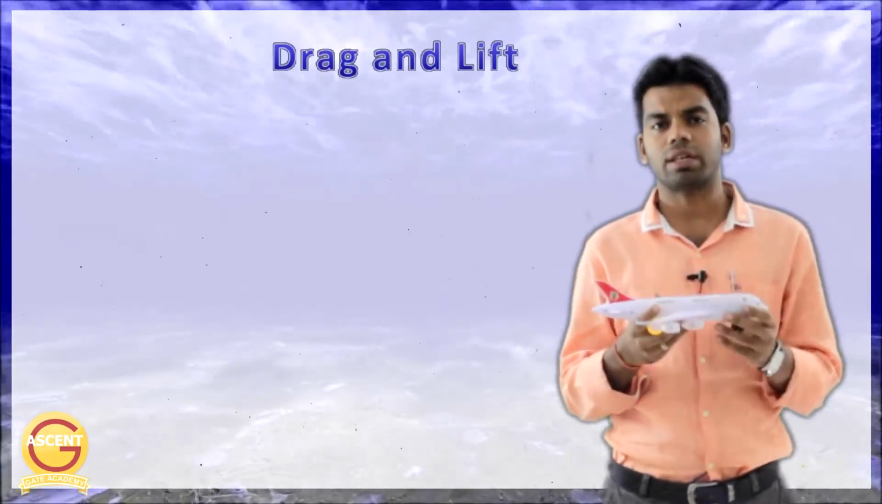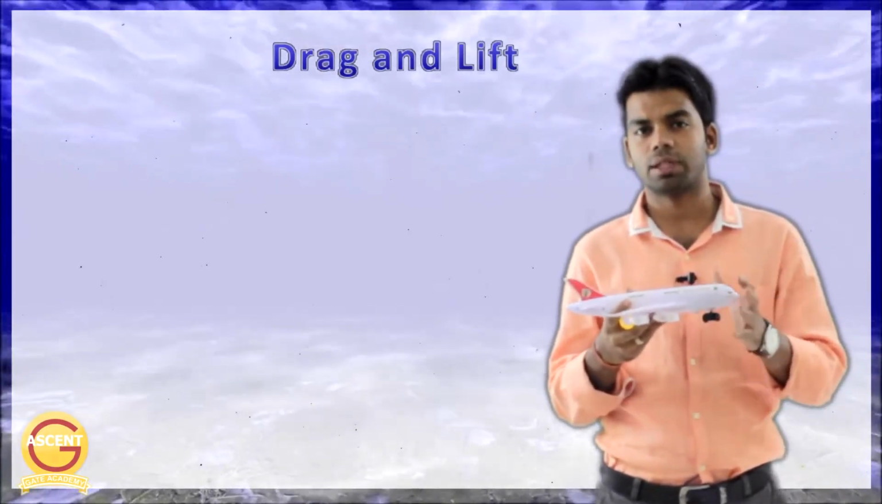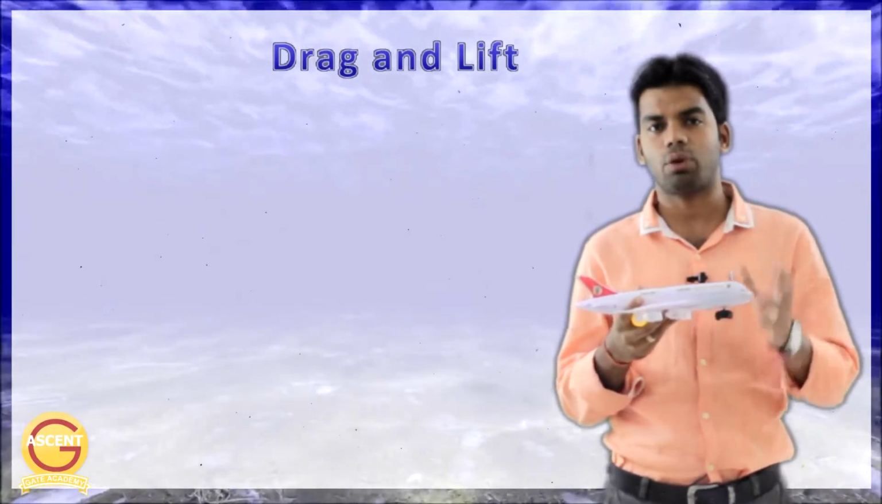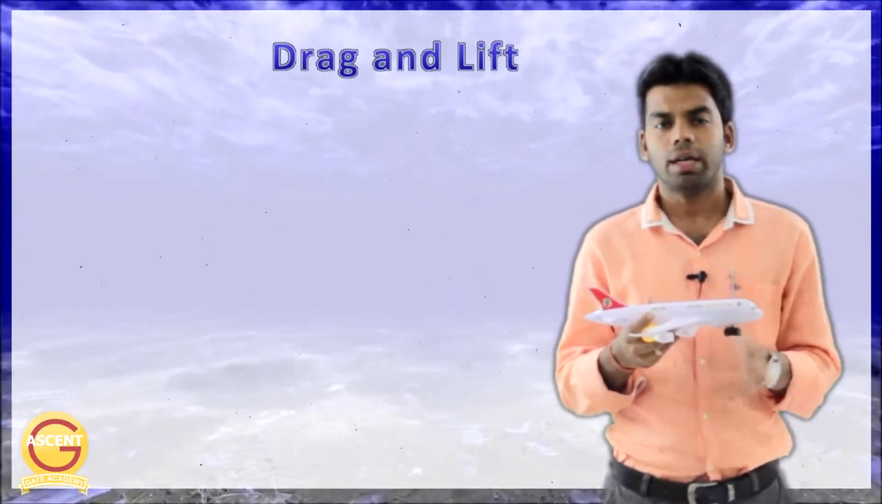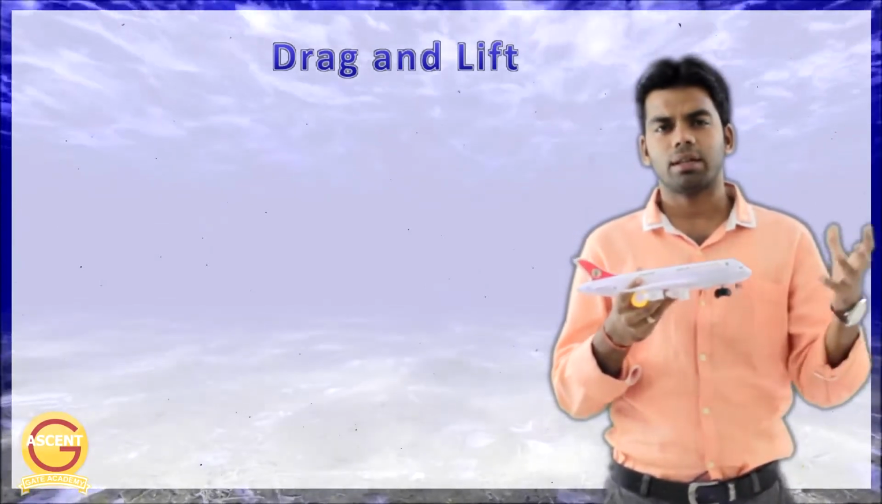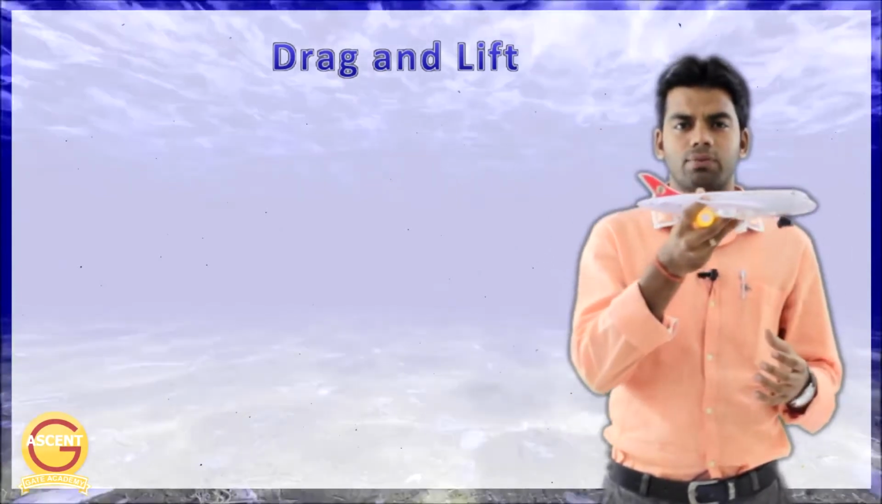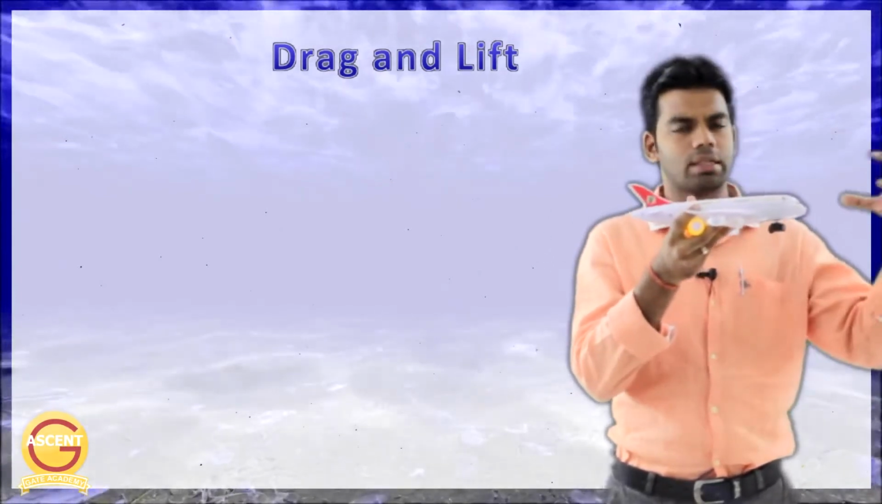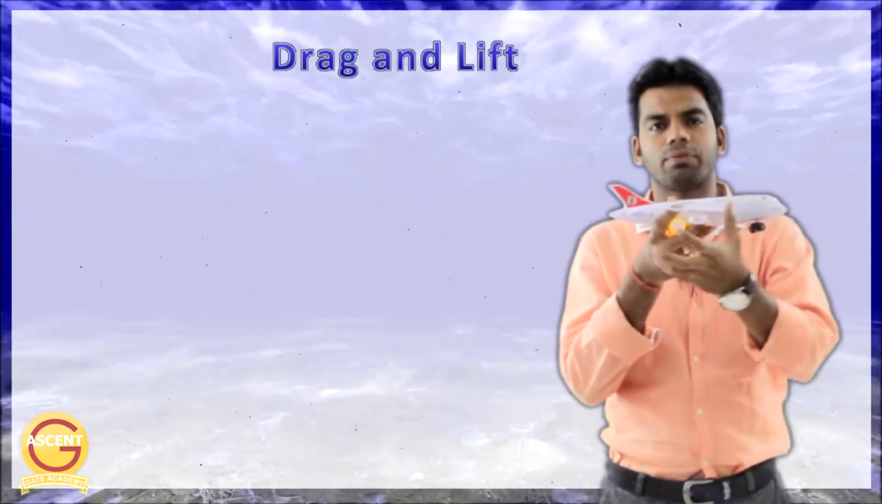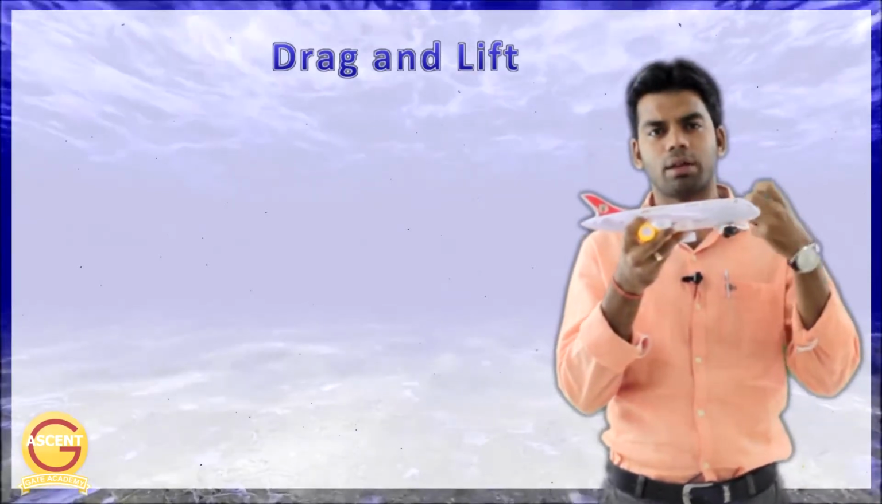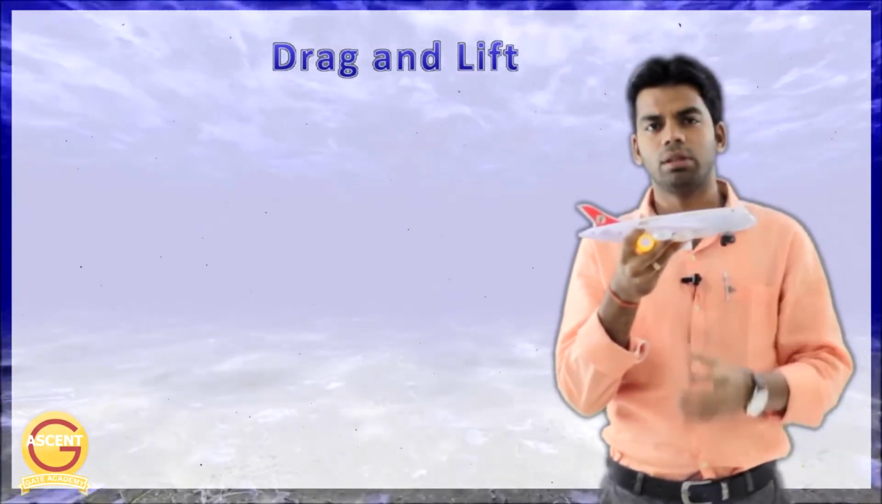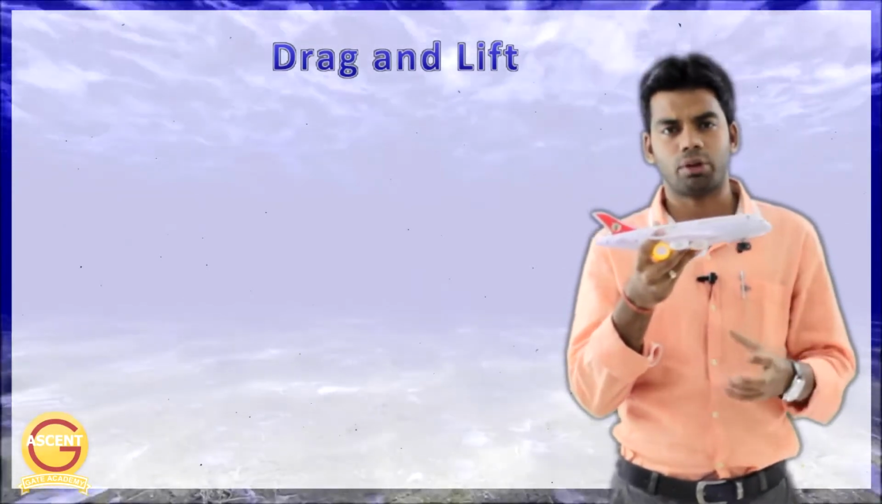So we know enough about weight and the thrust force. Now in this particular video, we are going to study about drag and lift force, which affect the flow of an aeroplane. What actually happens when this aeroplane is moving across the air? The air is coming across this aeroplane, across the wings of the aeroplane. So what are the forces which actually develop along the wings or along the body of the aeroplane?